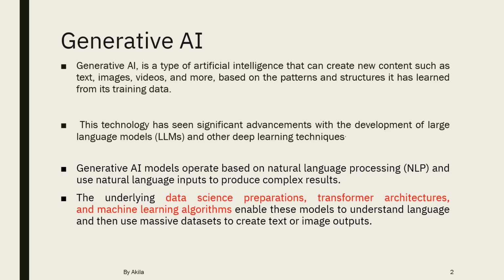It needs to go with data science preparations, and then with the transformer architecture for generative AI, and that uses machine learning algorithms. With these techniques only we are able to build a model for understanding what kind of patterns and structures are available in massive data sets, to create new content such as text or image outputs.